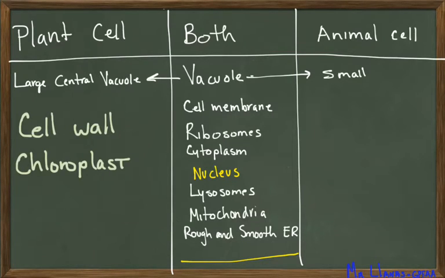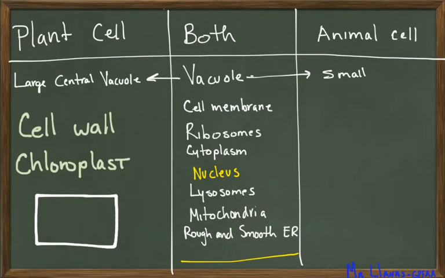Okay. Now, plant cells have a cell wall that's made up of cellulose, and they have chloroplasts, which is the organelle that's responsible for the process of photosynthesis, which is changing sunlight into glucose. Okay, those are the three big differences between plant cells and animal cells.